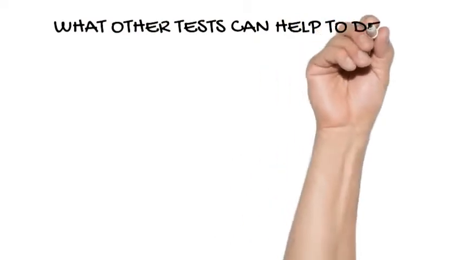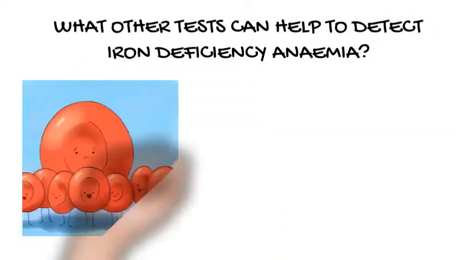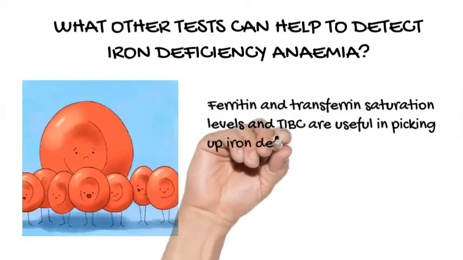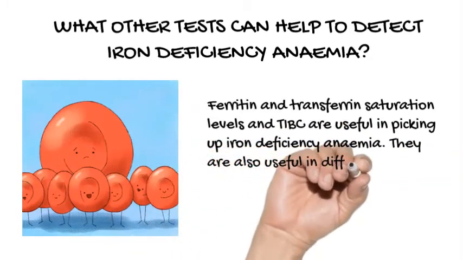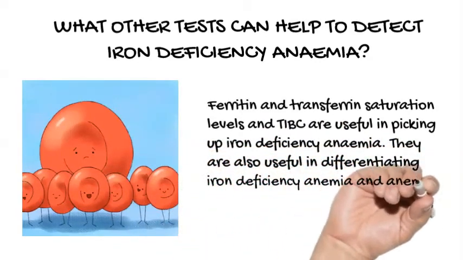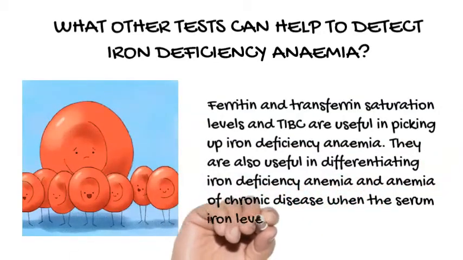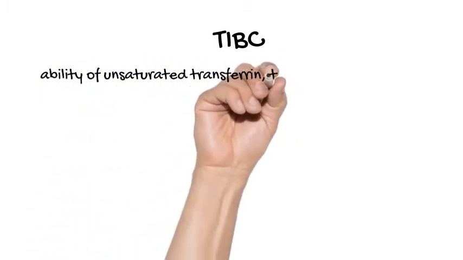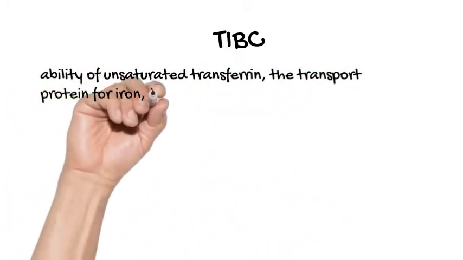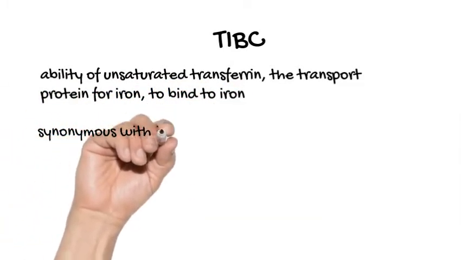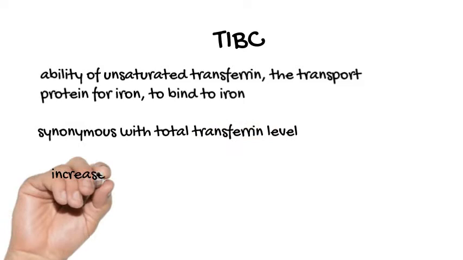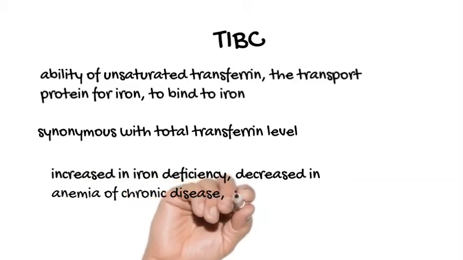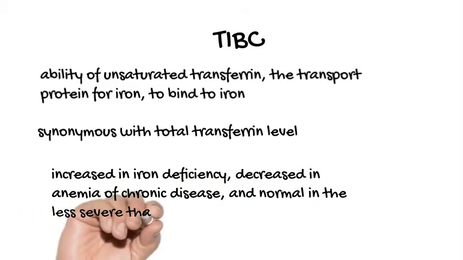What other tests can help to detect iron deficiency anemia? Ferritin and transferrin saturation levels and TIBC are useful in picking up iron deficiency anemia. They are also useful in differentiating iron deficiency anemia and anemia of chronic disease when the serum iron level is decreased. TIBC refers to the ability of unsaturated transferrin, the transport protein for iron, to bind to iron. TIBC is usually synonymous with total transferrin level.